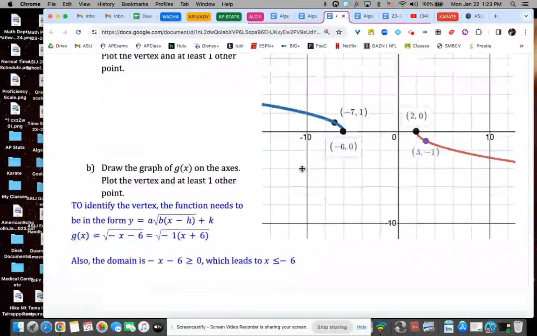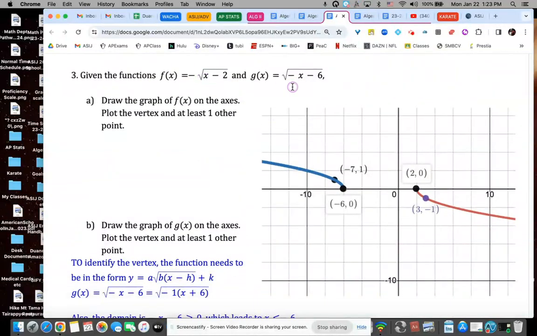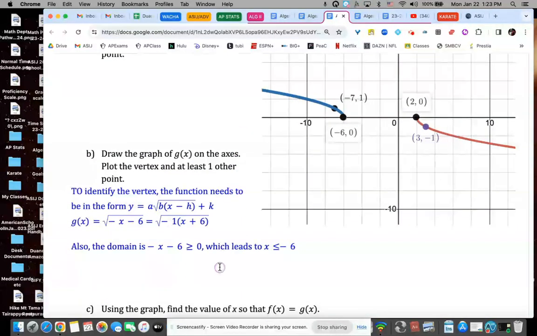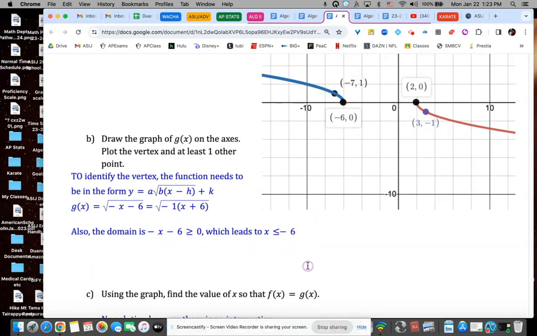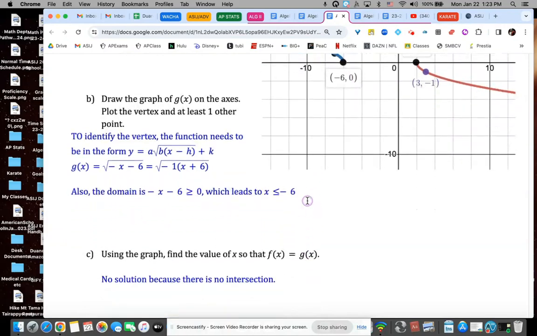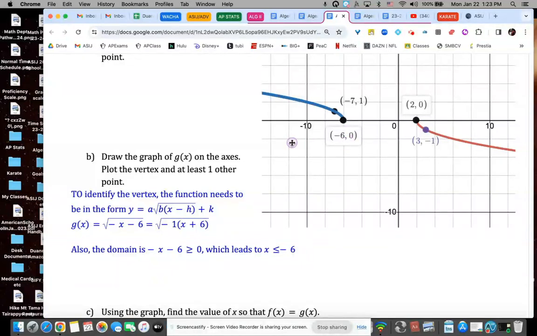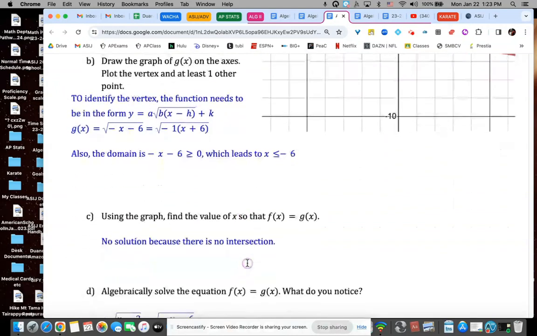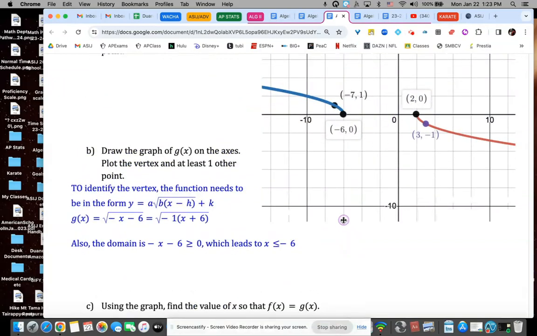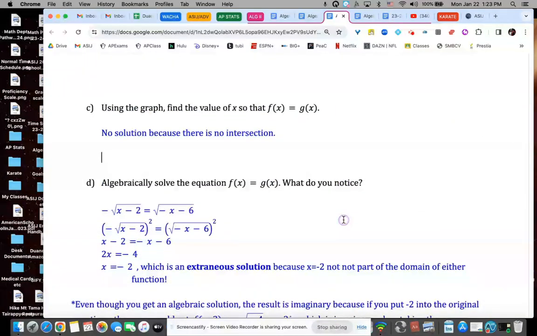Right. So the rest are very, very similar. This one, you graph them first, right? You're going to see that these don't even overlap. So right away, I know I'm not going to have any kind of solution. You're supposed to be talking about domain, right? The domain of this is -6 to the left. The domain of this is 2 to the right. So you can talk about that. And just from the graph, I can tell I'm not going to have any solution because they don't overlap. They're not equal to each other anywhere.